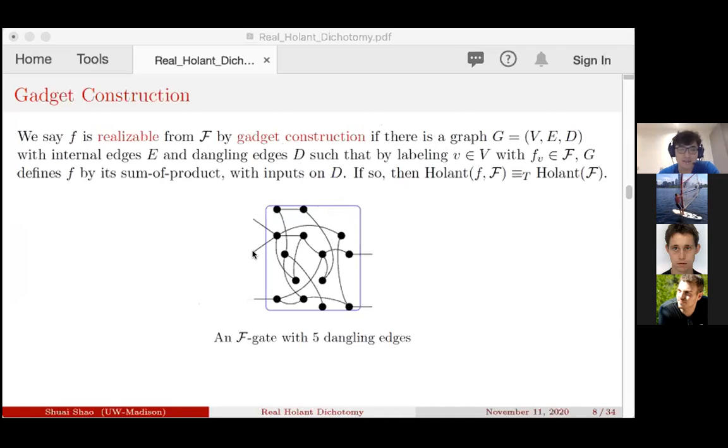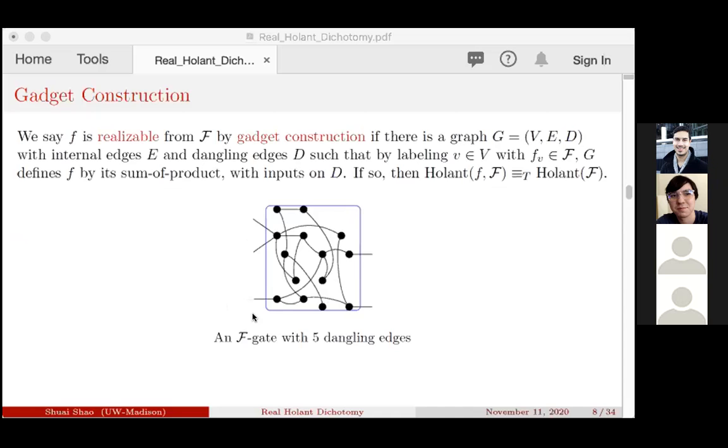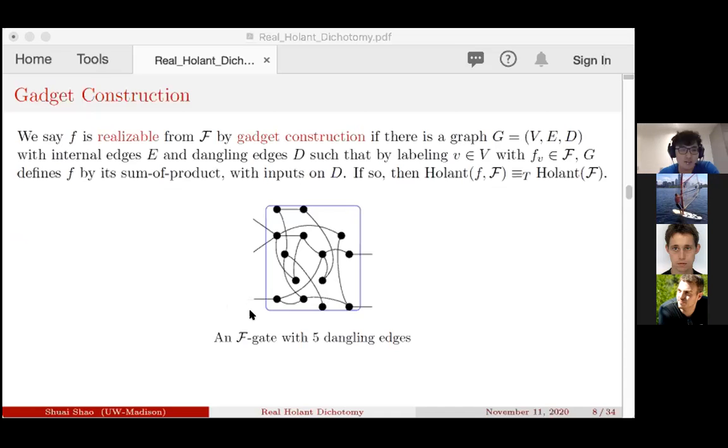So it defines a signature of arity 5. This constraint function has 5 variables. Fix an assignment of these five variables. For example, if we fix the assignment of these 5 diagonal edges to be all 0, then we can get a Holant value by computing the sum of products over all edge assignments on these internal edges. This is the value of this signature on the all 0 input, and so on and so forth. If you get another input like 0, 0, 0, 0, 1, you will also have another Holant value by computing the sum of products.